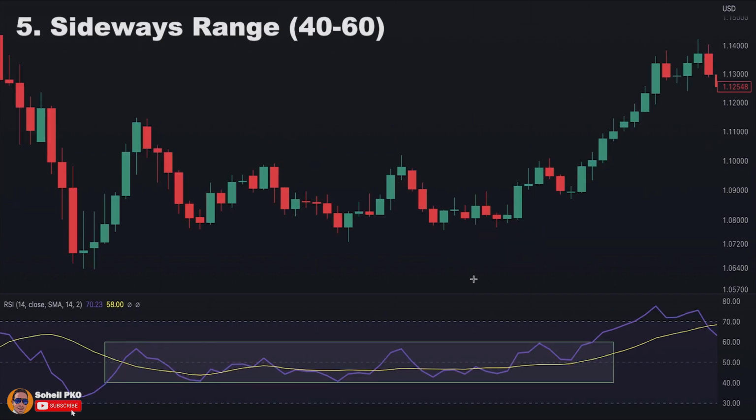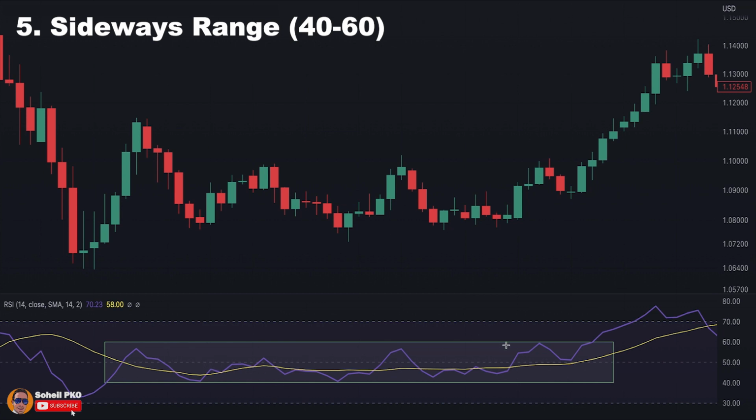And the last one is sideways range, where the RSI is more likely to oscillate between 40 to 60. In this situation where there is no trend in the market, the price usually finds support around 40 and resistance around 60. This helps us to determine that the market is moving sideways, so we should not enter any trade when RSI is under the sideways range.